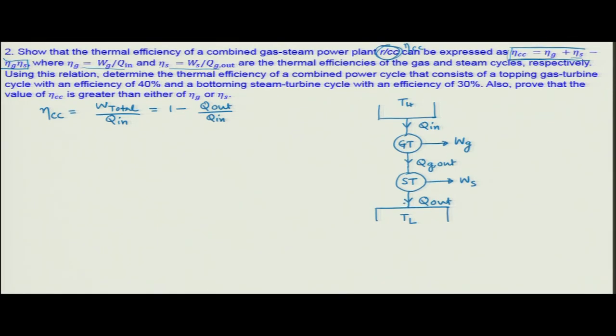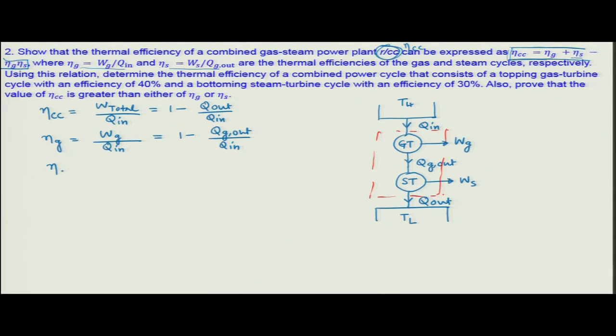Okay, so q out is the amount of heat rejected from this combined cycle, right? And q in is going to this combined cycle, right? So therefore the efficiency of the combined cycle can be written as 1 minus q out over q in. Now the second part is the efficiency of the gas turbine, which can be written as wg divided by q in. That is the work done by the turbine divided by the heat supplied. So this can also be written as 1 minus qg out over q in.